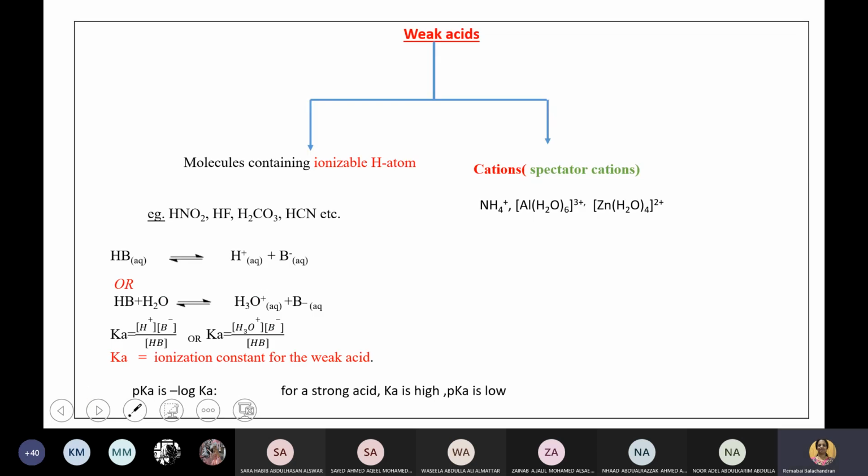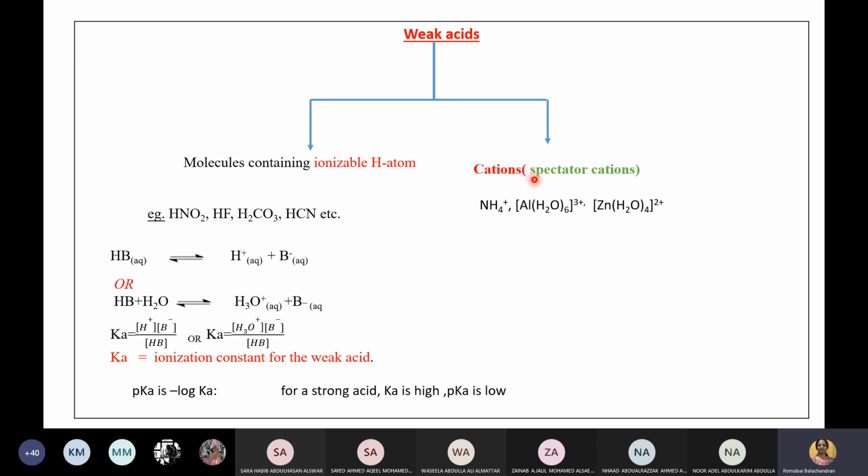Next is for weak acids. Weak acids are of two types. You know all strong acids; all other acids are considered weak. The first type of weak acid is molecules containing ionizable hydrogen atoms. That means, look here, they are HNO2, HF, H2CO3, HCN. These all are acids which are not strong.